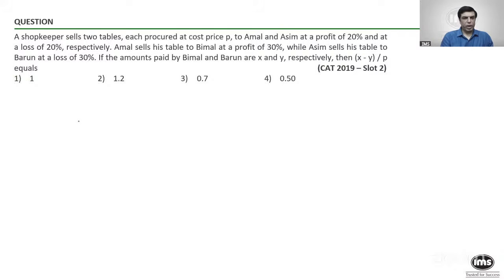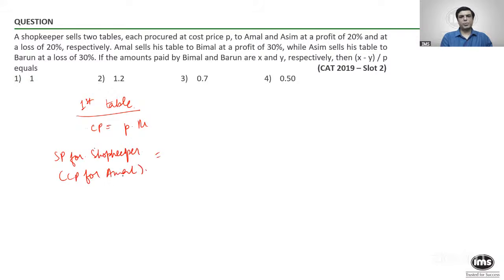Okay. Let us first use equations here. So what happens to the first table? The cost price is P rupees. Now, when it is sold to Amal, the selling price for the shopkeeper is the cost price for Amal. So how much is that? It is being sold at 20% profit. So 20% of P will be P by 5. So P plus P by 5. How much is that? 6 by 5 P.